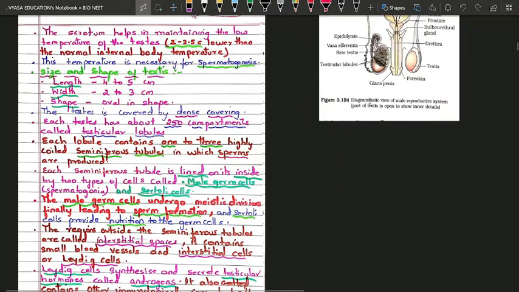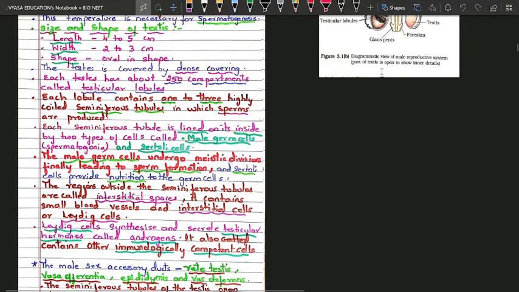So what are the functions of these? The male germ cells, which are present inside the seminiferous tubules, undergo meiotic divisions, finally leading to sperm formation. And what about the Sertoli cells? Sertoli cells provide nutrition to the germ cells.